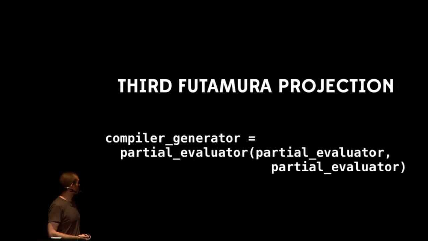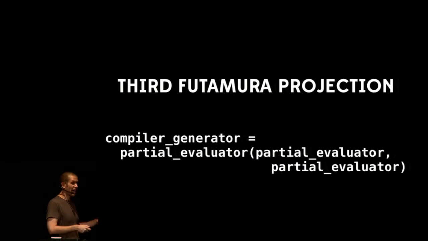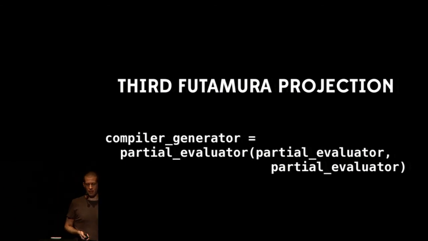And that's the third Futamura projection, that if you partially evaluate a partial evaluator with respect to a partial evaluator, you get a compiler generator. And luckily, that's as far as we can go, because if you kept doing that, you're just doing this thing again. You're just generating more compiler generators.